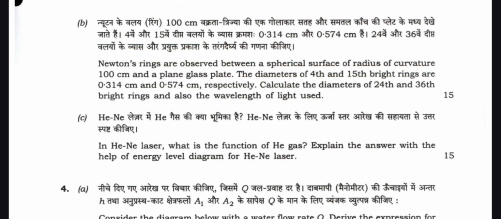Question number B is here. Newton's rings are observed between a spherical surface of radius of curvature 100 centimeters and a plane glass plate. The diameters of the fourth and fifteenth bright rings are 0.314 centimeter and 0.574 centimeter respectively. Calculate the diameters of the 24th and 30th bright rings, and also the wavelength of light used.